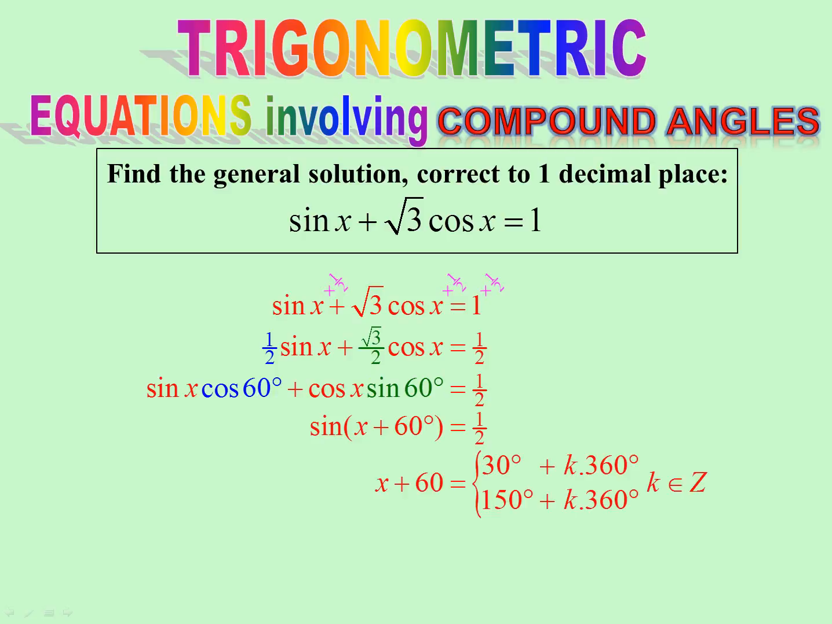Get rid of the sine, x plus 60 equals sine positive, first quadrant 30, second quadrant 180 minus 30. Subtract the 60, negative 30, 30 minus 60, and 150 minus 60. So there we are.